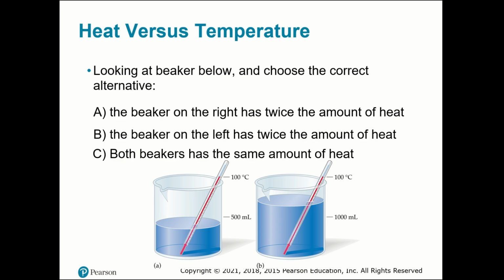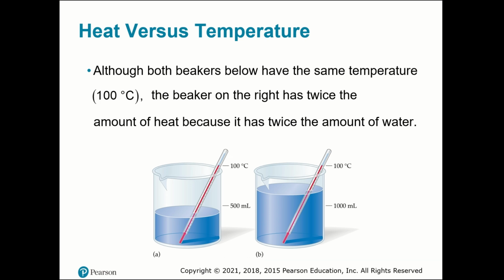You got it right if you said A. Although both beakers have the same temperature, the beaker on the right has twice the amount of heat because it has twice the amount of water. Just imagine if I take a very huge potato and put it in the first beaker, 500 milliliters of water, and the same huge potato, the same size, in the second beaker. I have more heat in the second because I have more water. So we accommodate my whole potato better over there, right? So the heat transfer there will be better. So we have twice the amount of water, we have twice the heat.